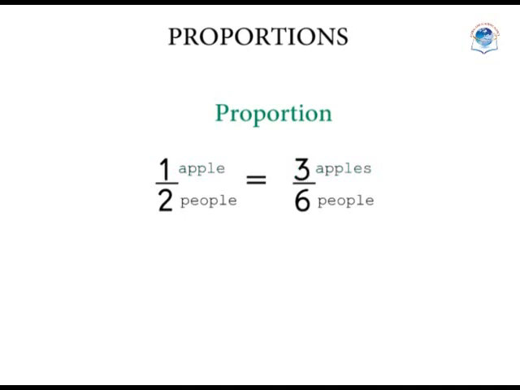But what if we change the top number to be oranges instead of apples? 3 oranges for 6 people is not equivalent to 1 apple for 2 people. So even though the numbers are still the same, this is no longer a proportion.